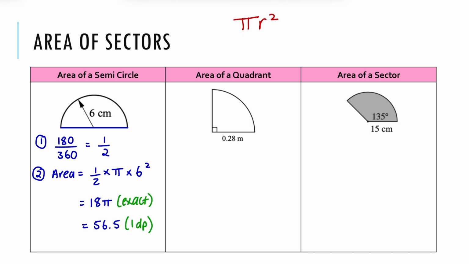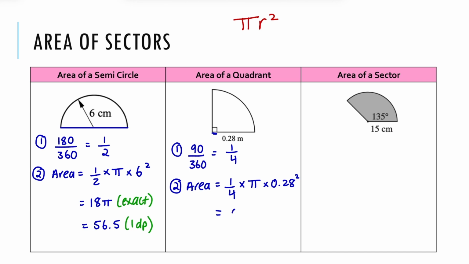We're going to try the same steps again for the area of a quadrant. Quadrant meaning 4. So my first step is the fraction. I can write that as 90 degrees over 360, or if you've already recognized, it is 1/4. Then to find the area, I take 1/4 and multiply it by the area formula of a circle, which is up here. So it will be multiplied by pi multiplied by 0.28 squared. And here I'm going to leave my answer to 1 decimal place.